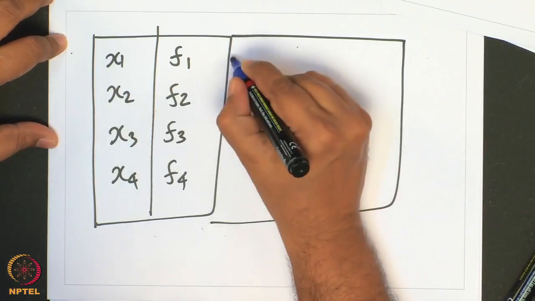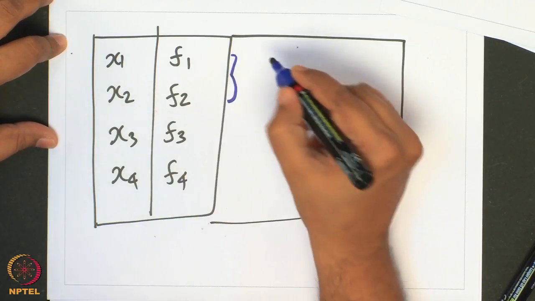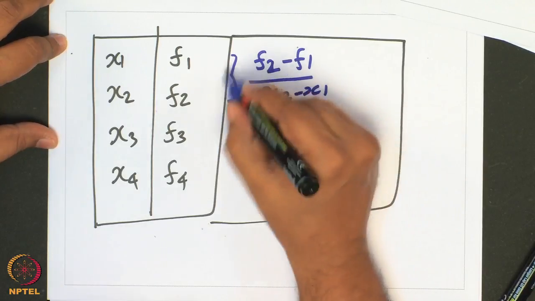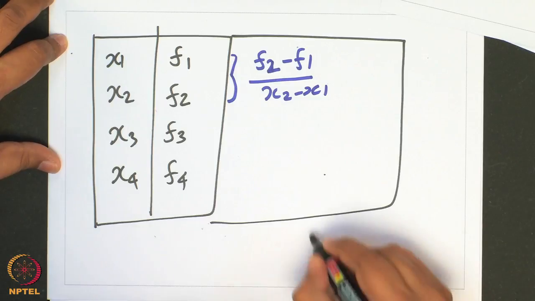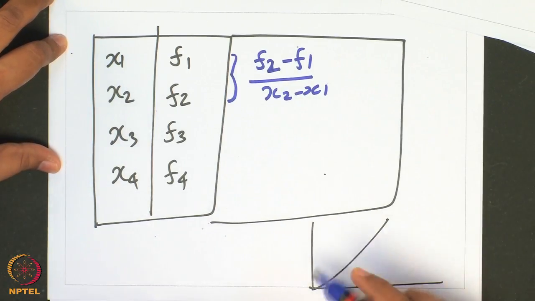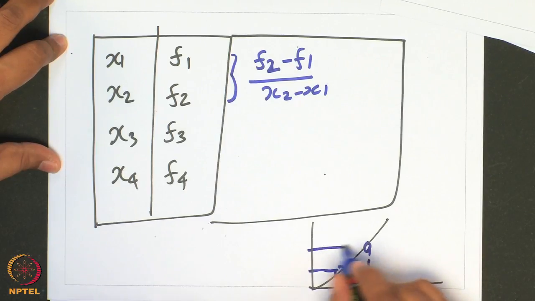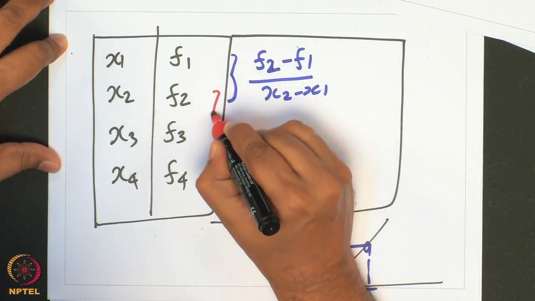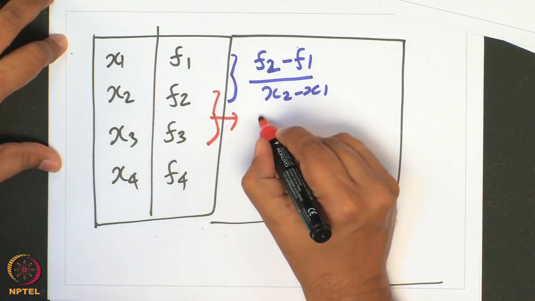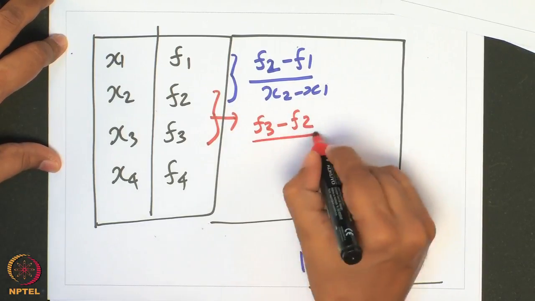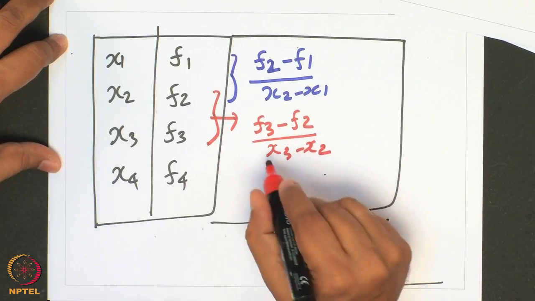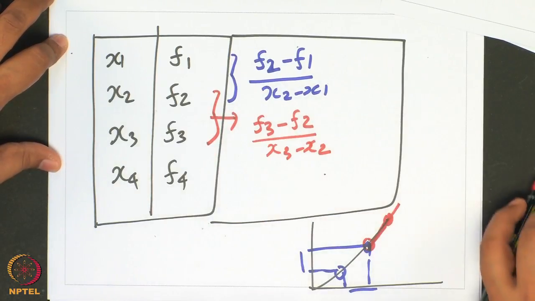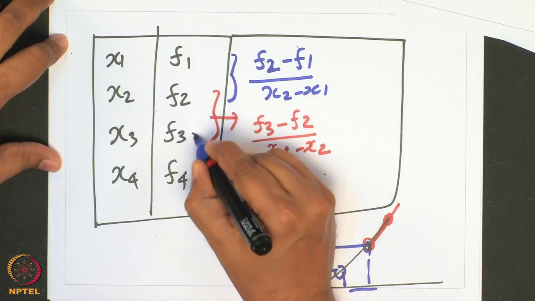So given these two data, x1, x2, f1, f2, I can write f2 minus f1 divided by x2 minus x1 is the slope between these 2 points. So if I were to plot this as a graph, and if I have these 2 points, I can calculate the slope, this divided by this. Similarly, I can calculate the slope between these two. Slope corresponding to this, I can write f3 minus f2 divided by x3 minus x2. This is the slope between the next 2 points. If you have this point and this point, the slope between them is this. And similarly, I can find the slope between f3 and f4.